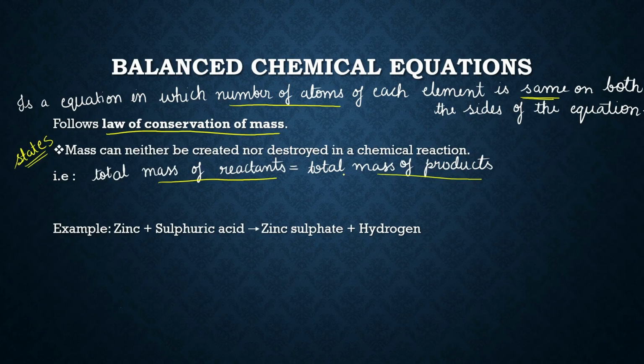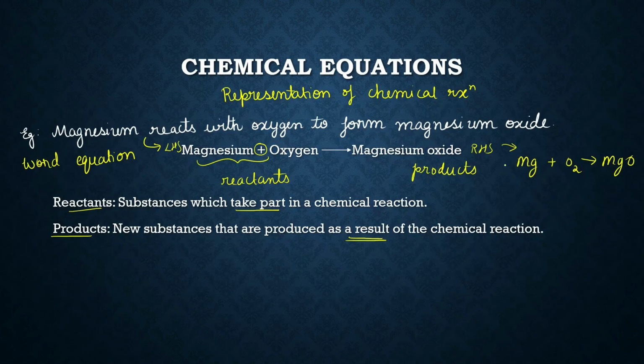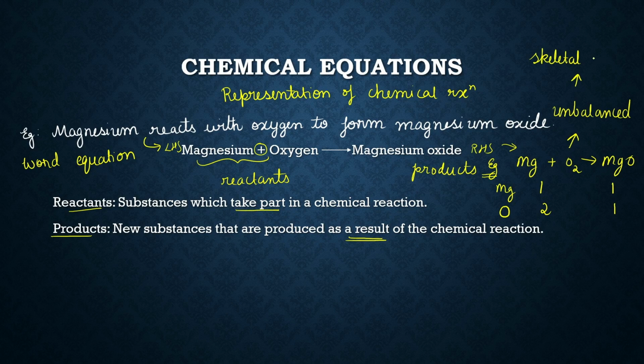Let's see the previous example. Here you have one atom of magnesium on the reactant side, and on the product side also you have one atom of magnesium. But in the case of oxygen, you have two atoms of oxygen on the reactant side, while on the product side you just have one atom of oxygen. So here oxygen is not balanced. Such an equation is referred to as an unbalanced equation. These unbalanced equations are given a special name, that is skeletal equations.